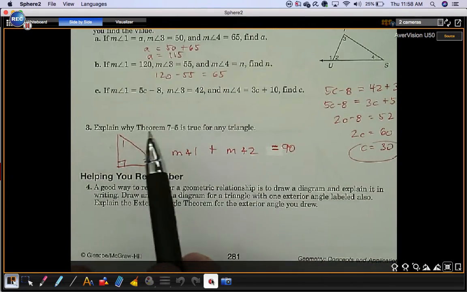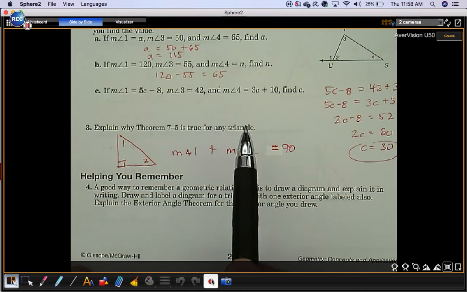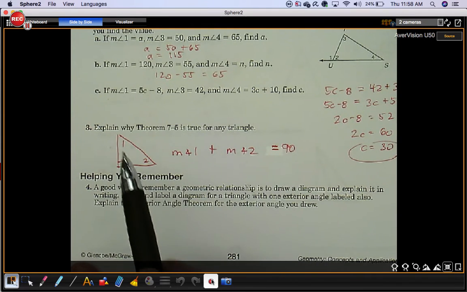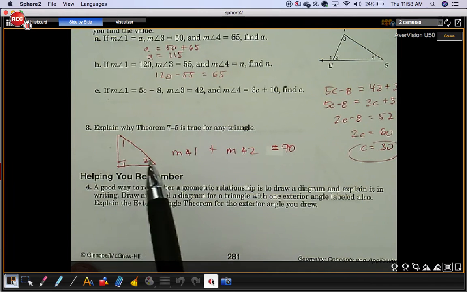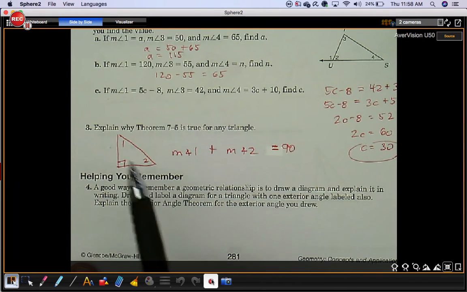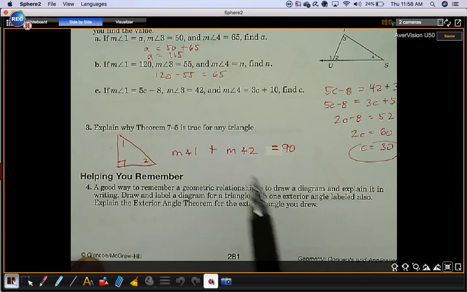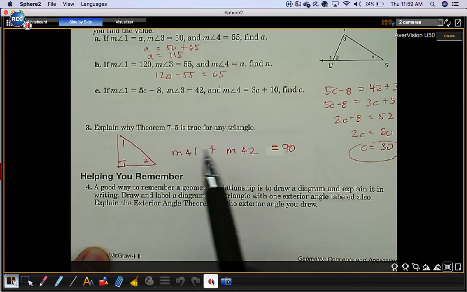Number 3, explain why Theorem 7.5 is true for any triangle. Well, Theorem 7.5 says if you have a right triangle, then these two angles are acute. Well, I know these two angles together must add up to 90 because 90 plus another 90 together gives you 180. If both of these together add to 90, then both of them have to be acute because the only way you can get a sum of 90 is by adding two numbers that are less than 90.